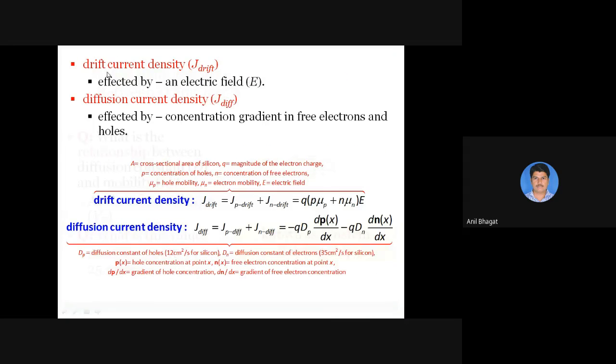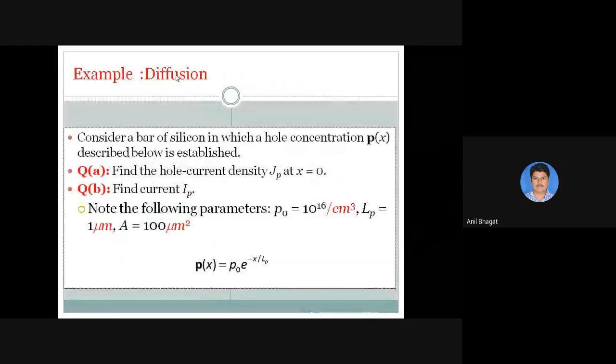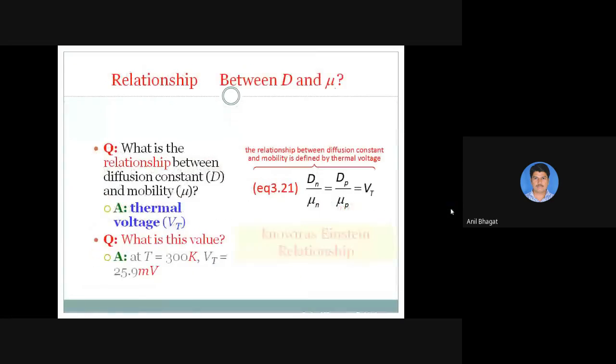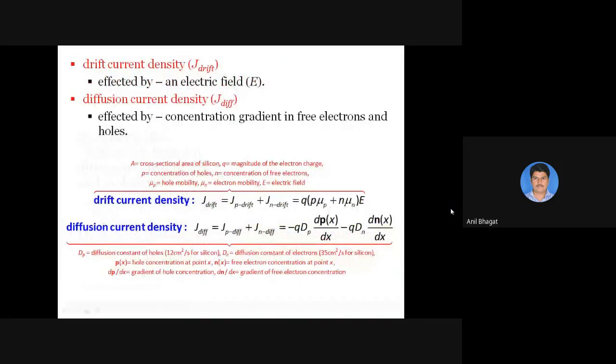So drift current density, diffusion current density is already over. Then what is the formula for that? You just keep in mind the formula Jp, right? So Jp stands for diffusion P and diffusion N. And here the drift current density is always formed by the electric field, so E is involved in that. For diffusion current, don't consider E because E is absent. But here the drift current is always calculated by taking E, right?